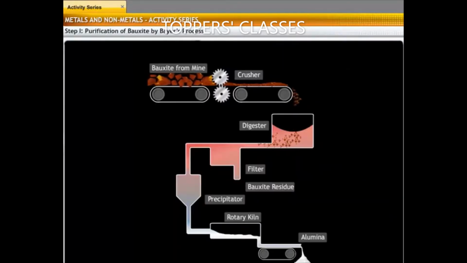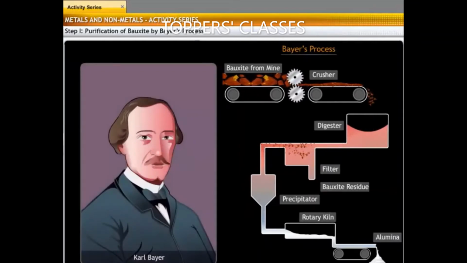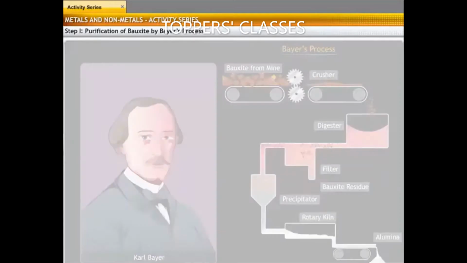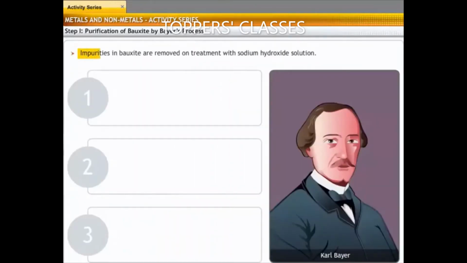The first step in the extraction of aluminium is the purification of bauxite through a process called Bayer's process. This process is named after Austrian chemist Carl Bayer, who invented and developed the method to supply alumina for the textile industry. Iron oxide is present as an impurity in bauxite. In Bayer's process, this iron oxide is removed by treatment of bauxite with sodium hydroxide solution.